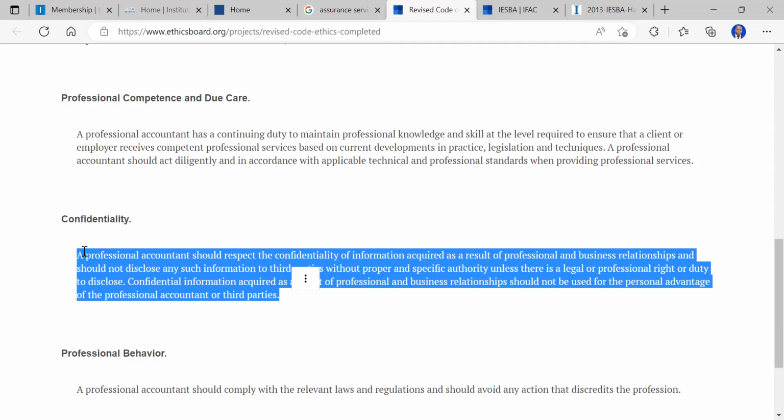So as an accountant, you're required to maintain high levels of confidentiality, and not disclose any information to a third party. A third party is like an outsider, anyone else who is not part of the transaction, without proper and specific authority, unless there is a legal or professional requirement or duty to disclose.